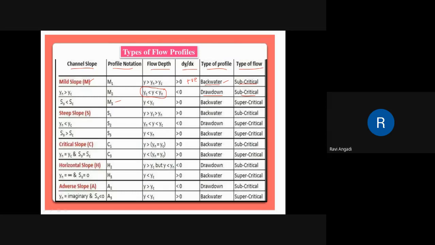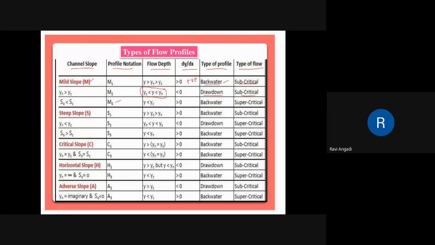Similarly, for the steep slope we have S1, S2, S3. S is steep, and 1, 2, 3 mean zone 1, zone 2, zone 3. Similarly, there are the critical slope, horizontal slope and adverse slope. Please study this chart. You can take a snapshot of it. Just as we studied the mild slope, likewise study the steep slope and its conditions. And the dy by dx equation is, as you know, the gradually varied flow equation.